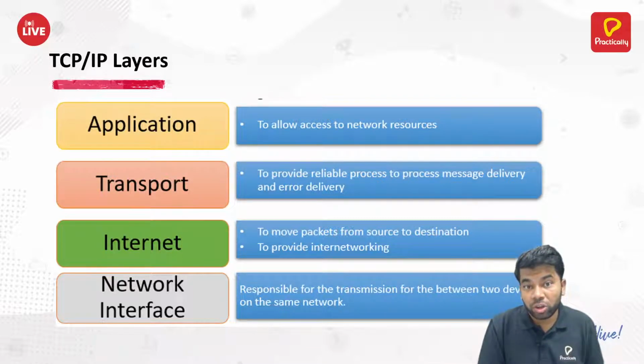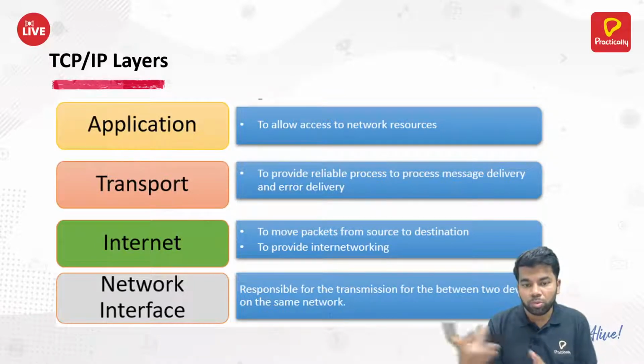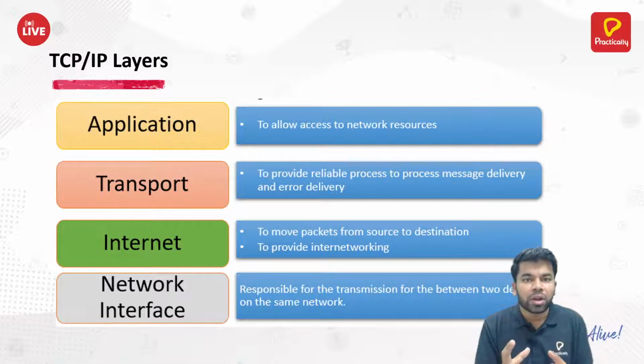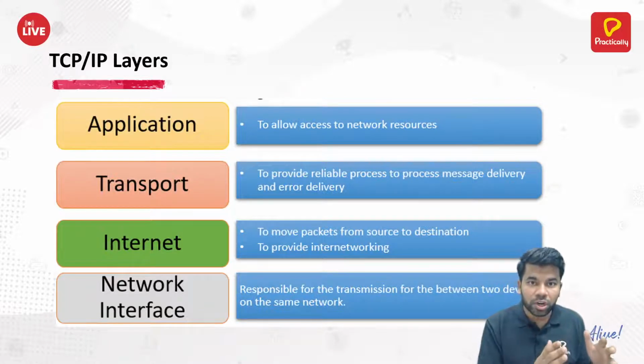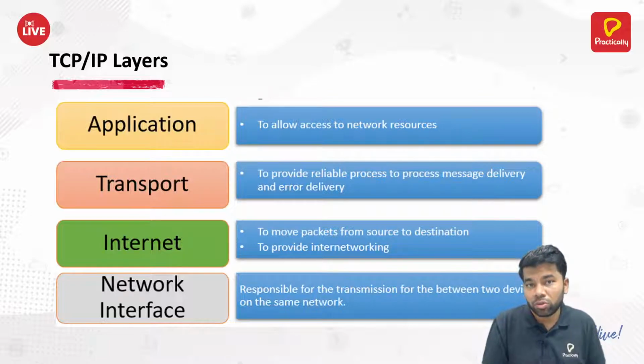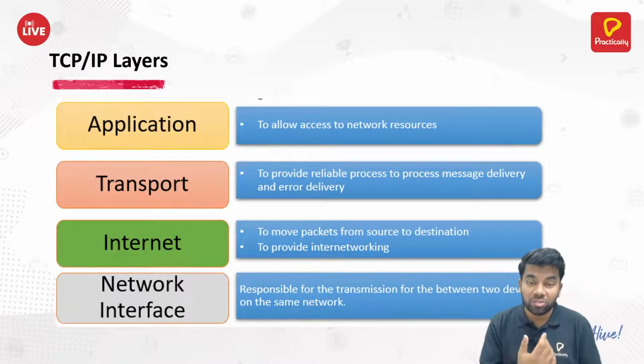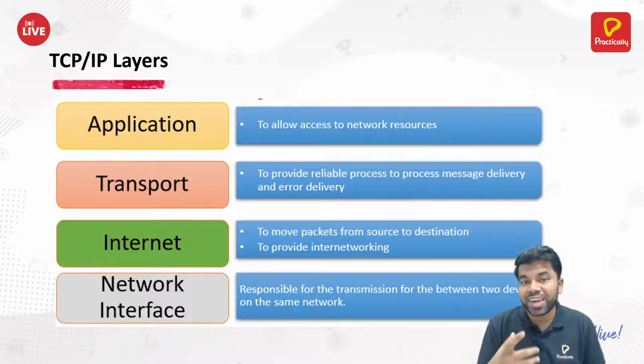And the transport layer, this is the third layer, is responsible for transferring messages from process to process, and it transfers the data without any error. So the transport layer will transfer data from process to process. And the application layer is used to access the network resources. Using the application layer we can interact.